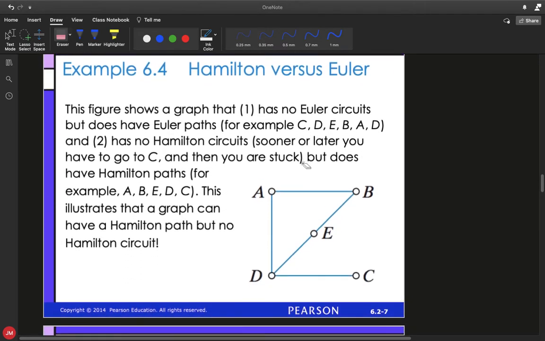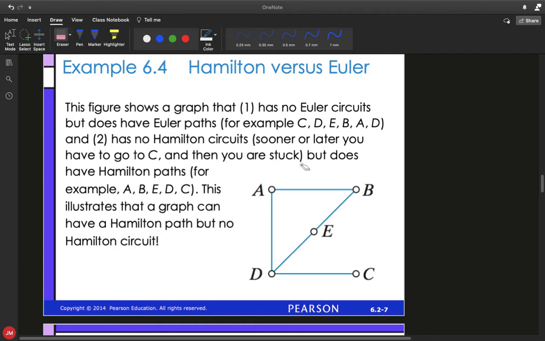All right. So as another example, let's talk about the difference between Hamilton versus Euler. Obviously, we saw in a previous section that this graph has no Euler circuits, but it does have Euler paths. However, this graph also has no Hamilton circuits because sooner or later, once you go to C, you're stuck there. So if you start at C, there's no way to get back to C. And if you don't start at C, then eventually you have to go to C, and there's no way to get back to where you started from. It does, though, have Hamilton paths. So obviously that's pretty easy to do. Just start anywhere you'd like, maybe A, go to B, to E, to D, to C, and so on.